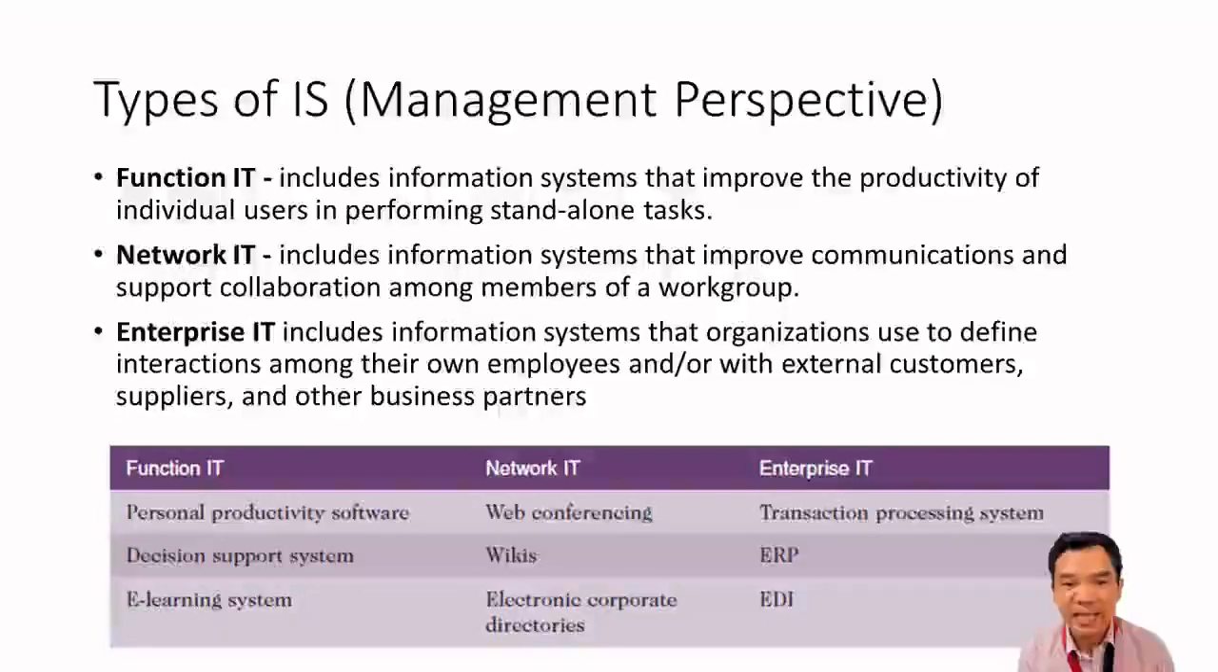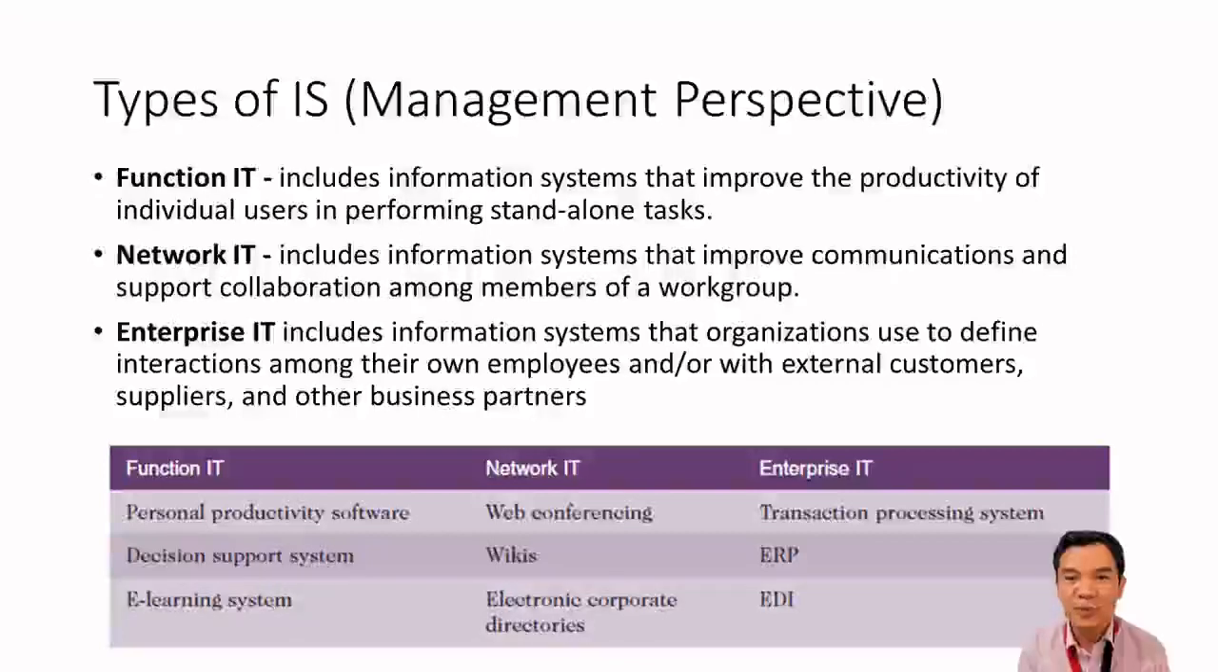Second is the network IT. This includes information systems that improve communications and support collaboration among members of a work group. Here we are looking at the collaboration of the various departments or connections, more particularly from the perspective of the organization. For example, we are ensuring here that there is connection within each office.